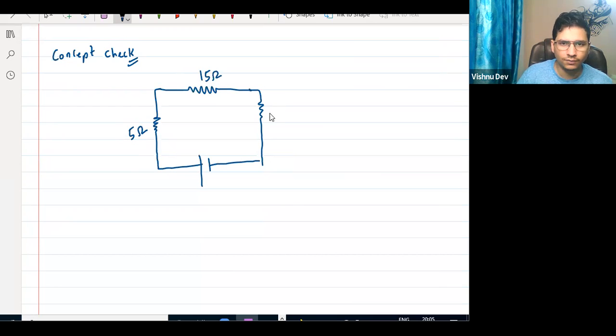Sir, screen got hanged, sir. Screen didn't get hanged, right? It's visible, sir. Right, 15, 5, and then it is again 5 ohm. Okay, and the potential is 50 volt. Find current. Find current I.